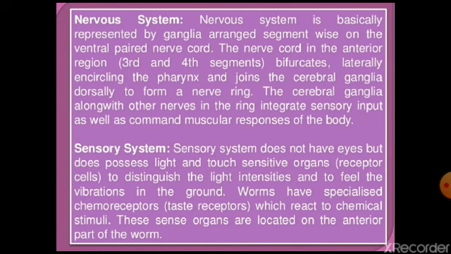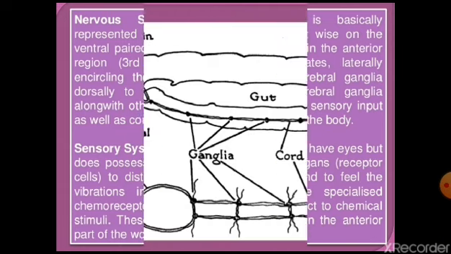Sensory system. Though the earthworm lacks eyes, it does possess light and touch sensitive organs, or we can say receptors or receptor cells, so as to distinguish the light intensities and to feel the vibrations in the ground. Worms have specialized chemoreceptors, that means they are able to taste, which react to chemical stimuli. These sense organs are located on the anterior part of the worm.